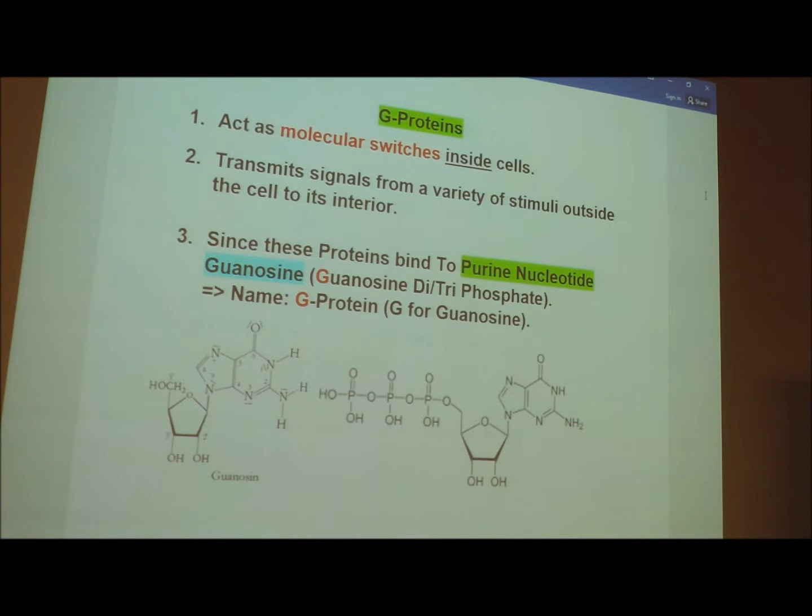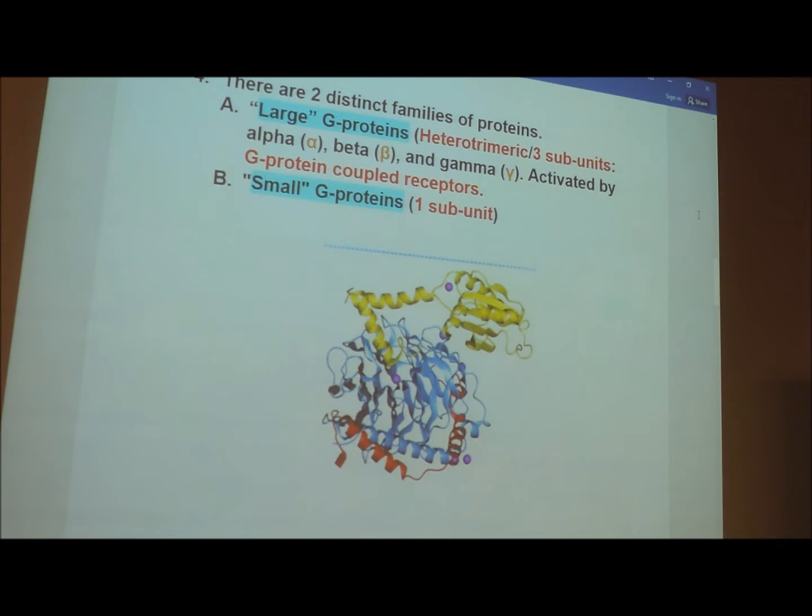These proteins bind to the purine nucleotide guanosine, in the form of guanosine diphosphate or guanosine triphosphate. Because it attaches to guanosine triphosphate, the G from the guanosine is linked to this protein, and hence the name G-protein. It is important to have some understanding of the structure of guanosine triphosphate, to understand how it attaches to the G-protein and what happens in terms of chemistry, to understand how that may be involved in cell signaling.